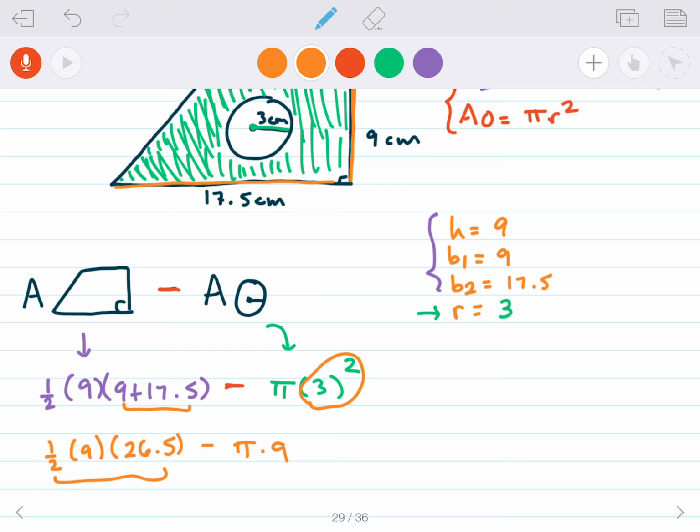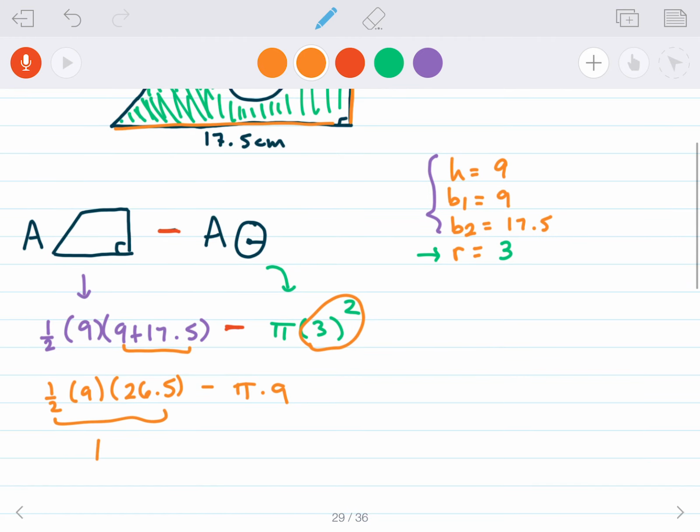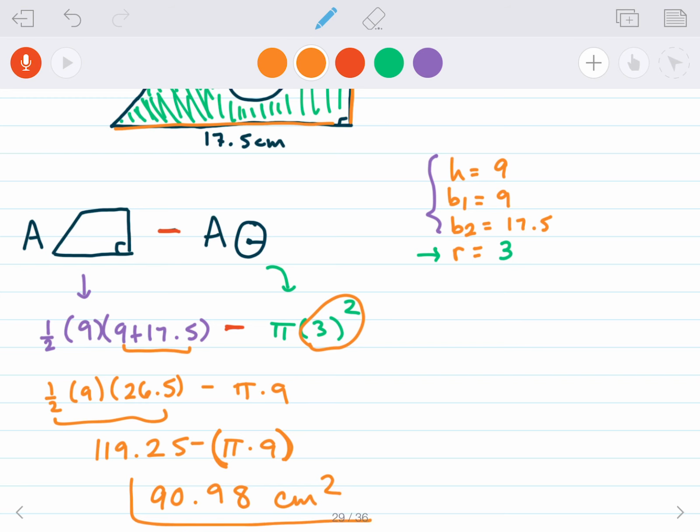Then I can multiply all of this stuff together. So 26.5 times 9 times a half is going to give me 119.25 minus pi times 9. Okay, so I'm going to put this in the calculator using the pi symbol, and making sure when you put this in the calculator, put this guy in parentheses. Okay, so what I'm getting is about 90.98. Alright, and that's going to be centimeters squared because we're dealing with area here, units squared. Alright, so that's my answer there.